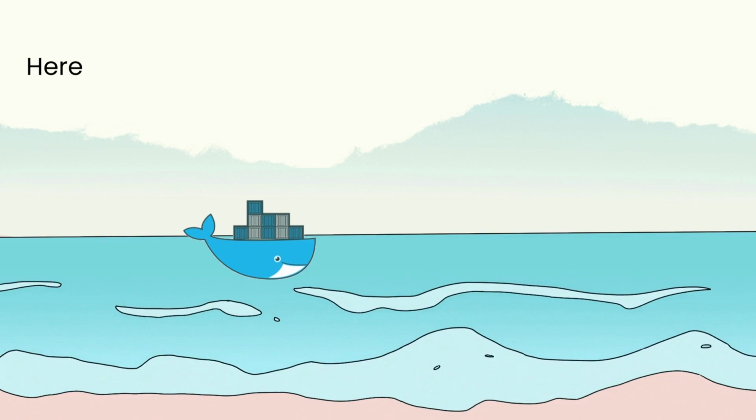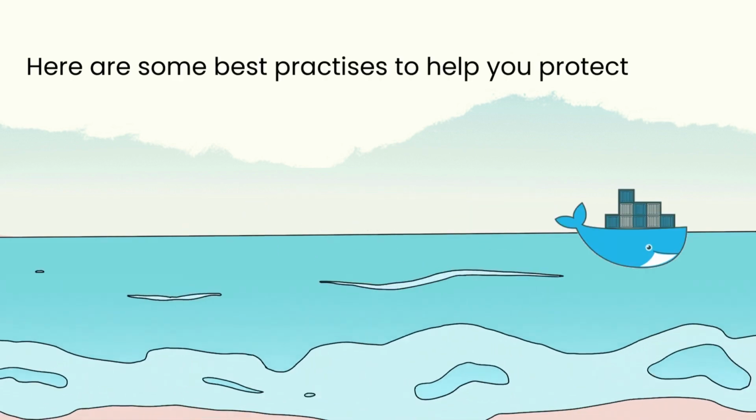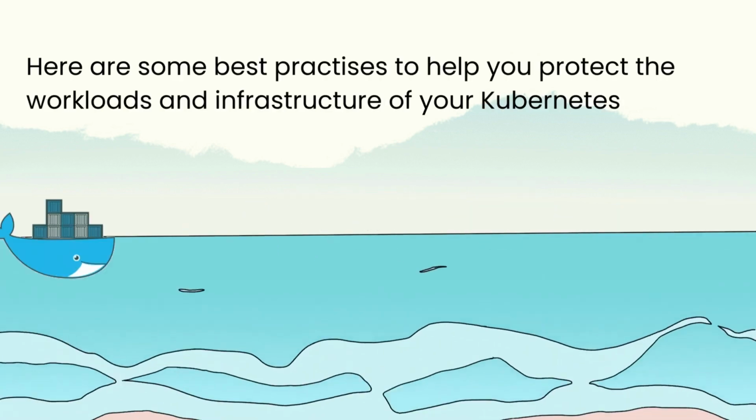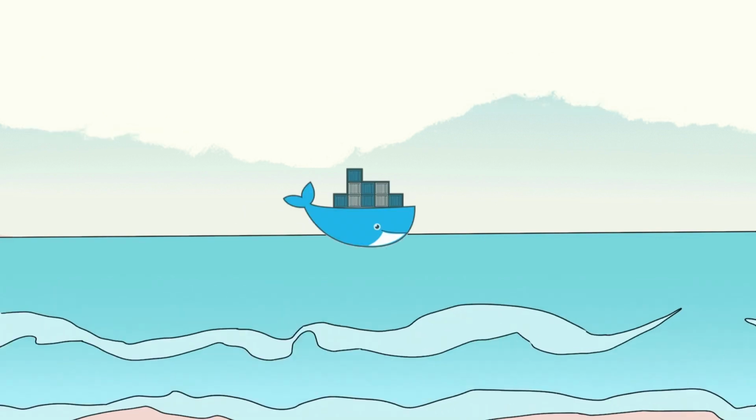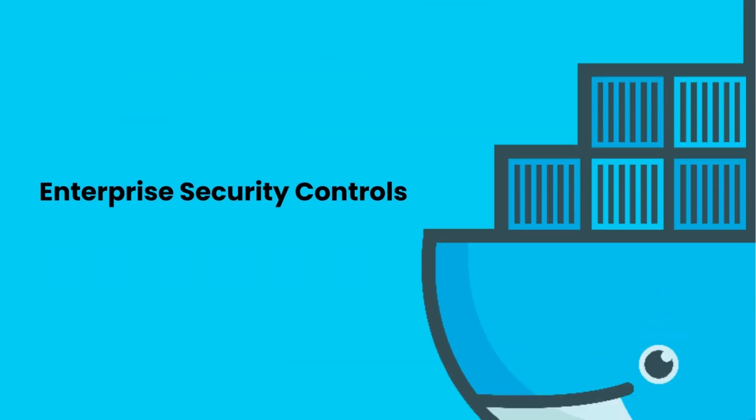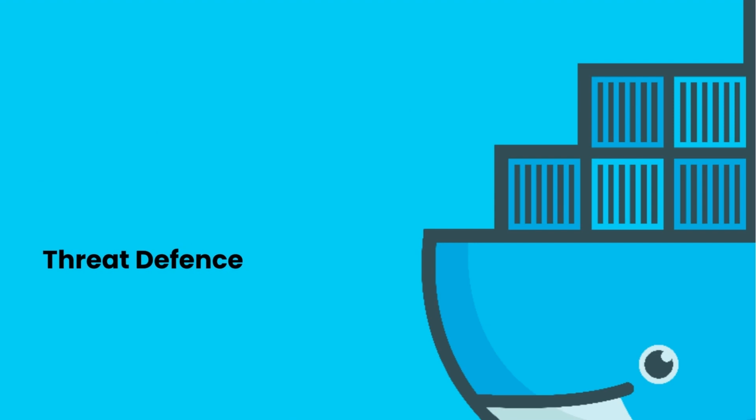Runtime security. Here are some best practices to help you protect the workloads and infrastructure of your Kubernetes cluster while it is in use. 6. Network security controls. 7. Enterprise security controls. 8. Threat defense.